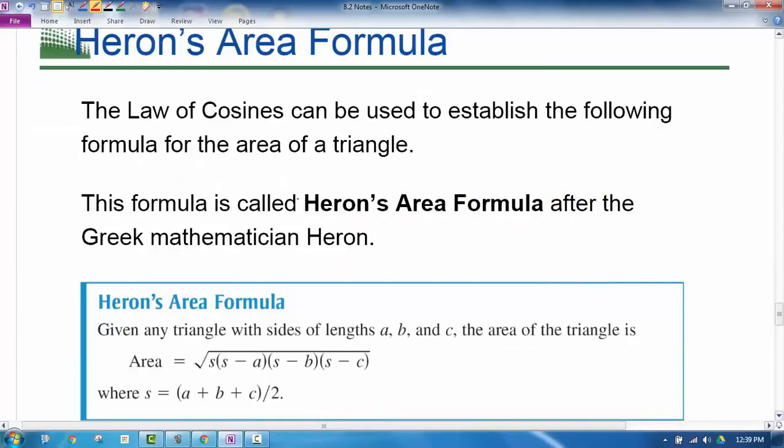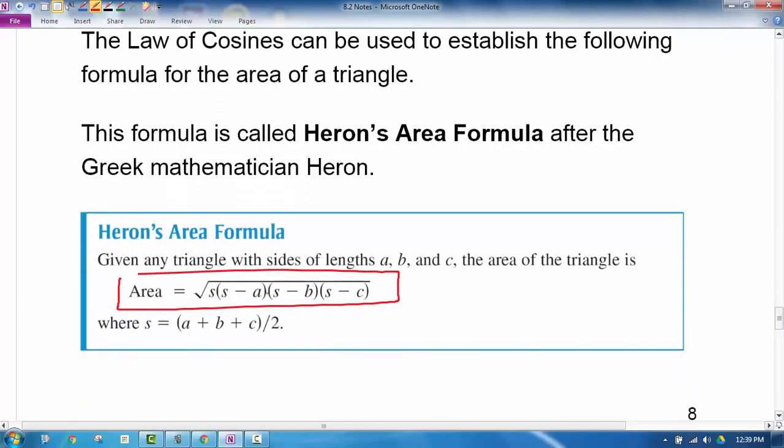Okay, the last thing is Heron's formula. Heron's formula gives you the area of a triangle in terms of the side lengths right here. All you have to do is plug in the side lengths. First you have to find S though. S is the three side lengths added together divided by 2. Then you plug that into this formula where a, b, and c are the side lengths.